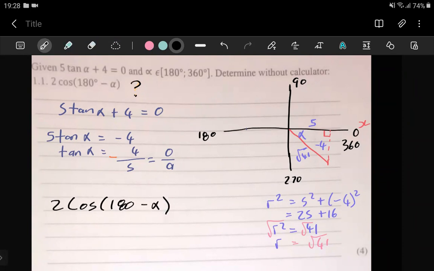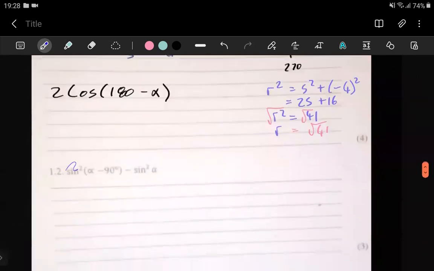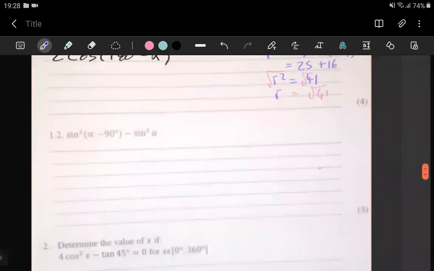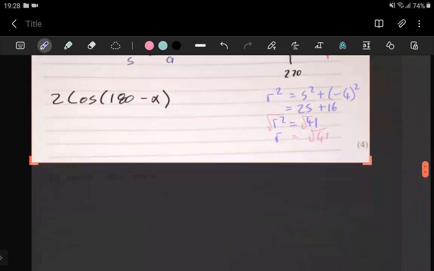Getting this expression here, you can always just use the reduction formula, because the reduction formula will tell you what to do with a 180 minus. Your CAST diagram will always help you there. So let me crop this out so we can do our 180 minus, just to showcase where the ratio for 180 minus comes from.